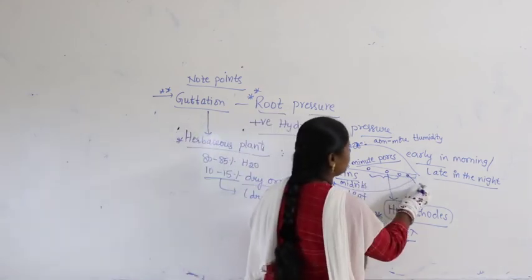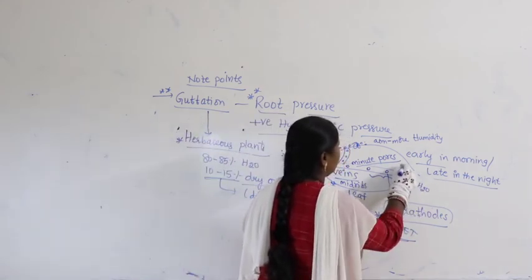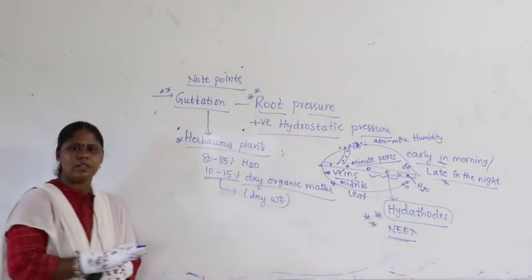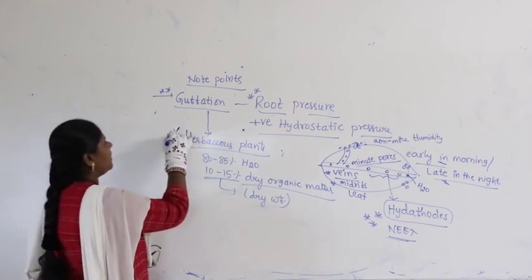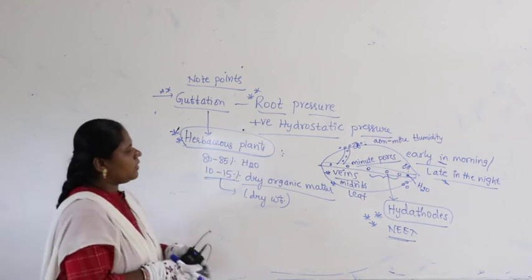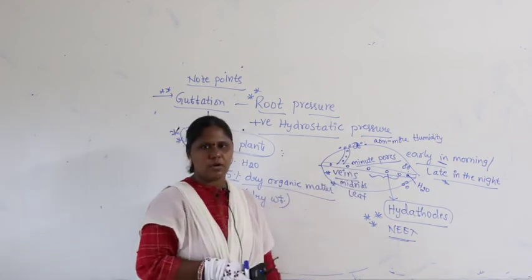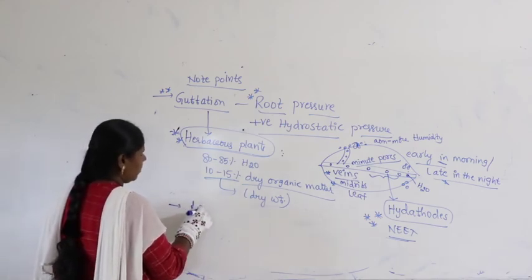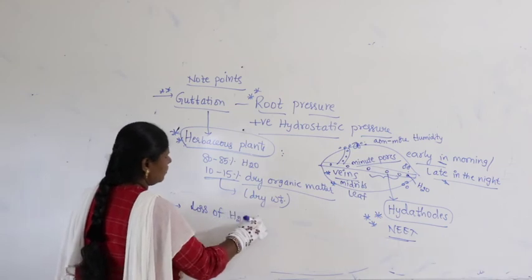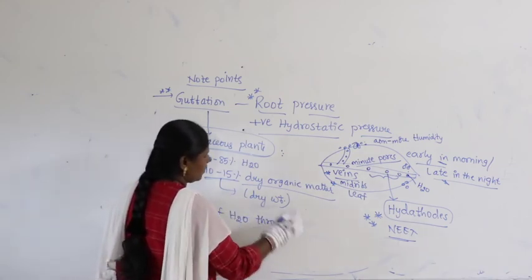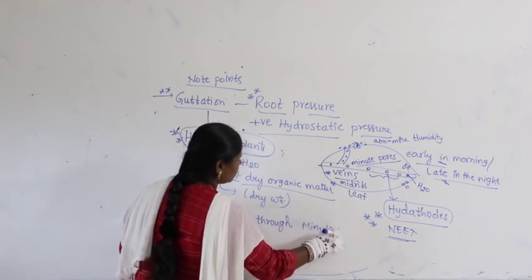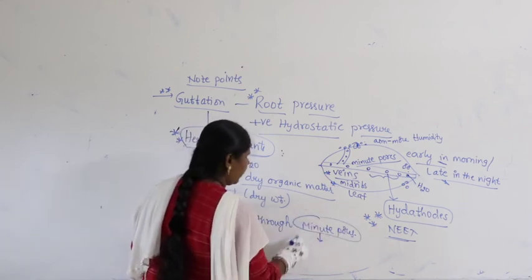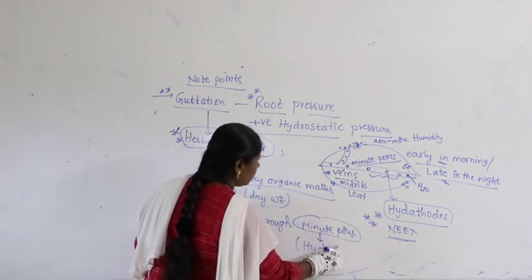Sometimes the water oozes out from these pores and accumulates in the morning or in the night on the surface of the leaf. Remember, not in all plants, but in herbaceous plants. So, the minute pores through which there is a loss of water. What can you write here? In guttation or root pressure, you can write: the loss of water through minute pores. These minute pores, in brackets you can write, are called hydatodes.